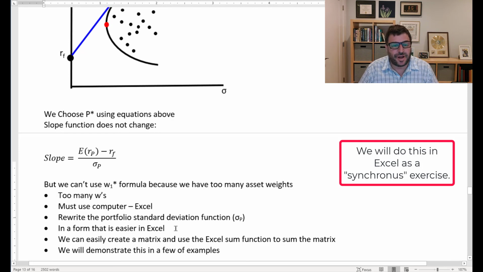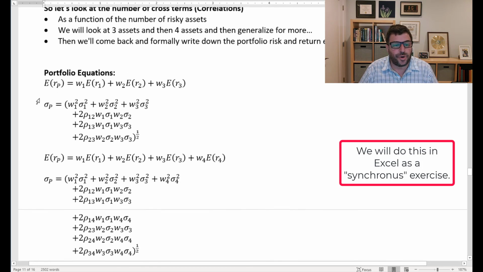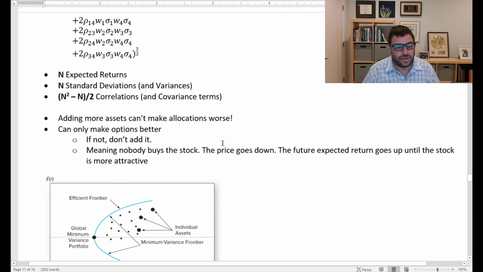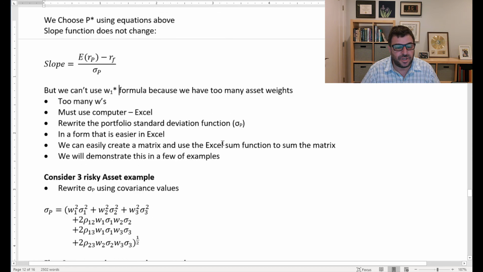And so instead of essentially typing in this awful equation for 4 assets, or this equation for 3 assets, what we're going to do is write these equations in matrix form, and then we're just going to highlight and sum them and then take the square root of the sum. And that's going to make it much easier to compute the portfolio standard deviation in Excel.